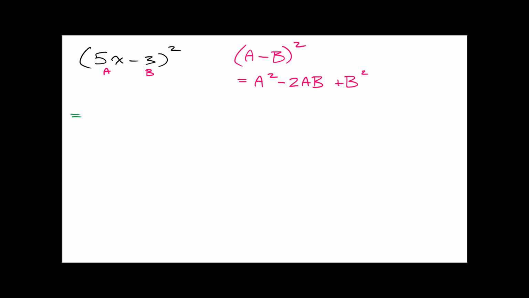Let's square the first term. 5x squared, 5 times 5 is 25, x times x is x squared. Let's square the negative 3 in the back. Negative 3 times negative 3 is positive 9.